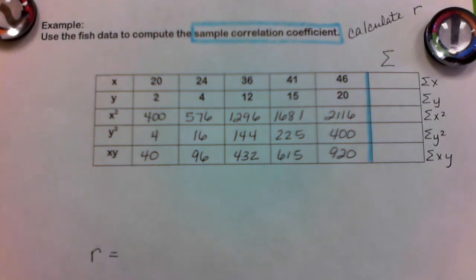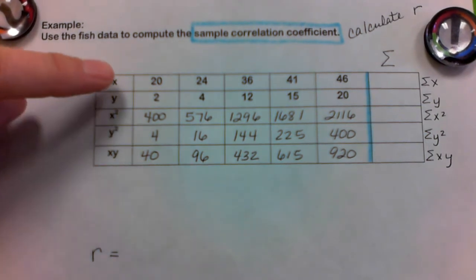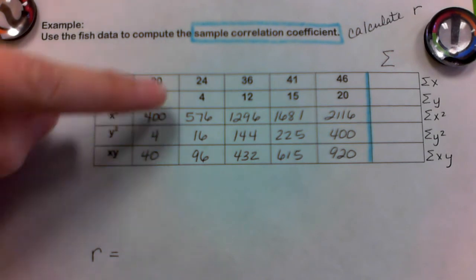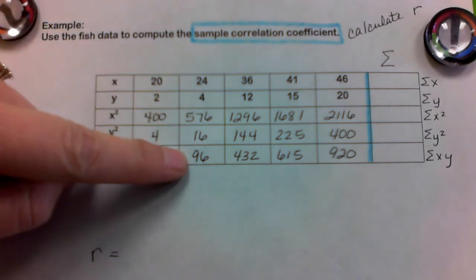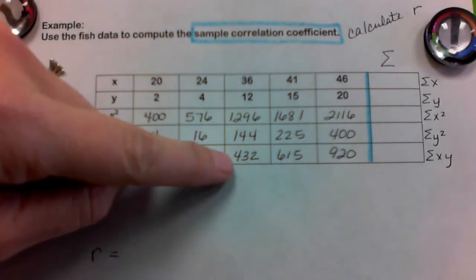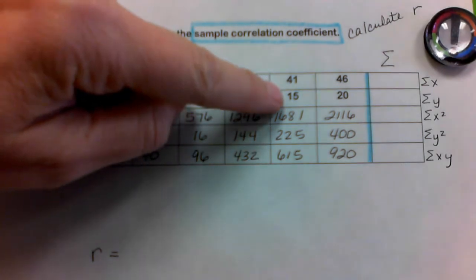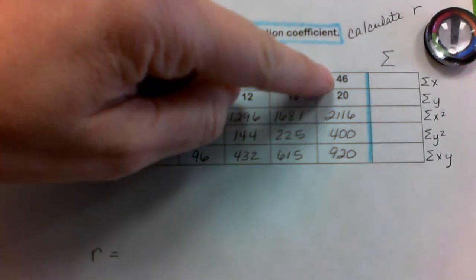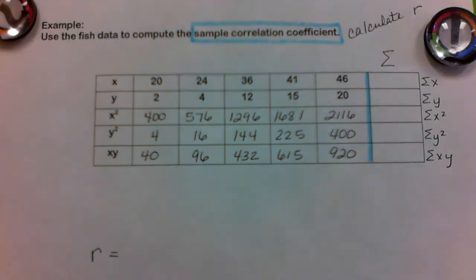And then the last one, xy, means to take x times y. So I took 20 times 2 is 40, 24 times 4 is 96, 36 times 12 is 432, 41 times 15 is 615, and 46 times 20 is 920. So that's how you find all of those values.